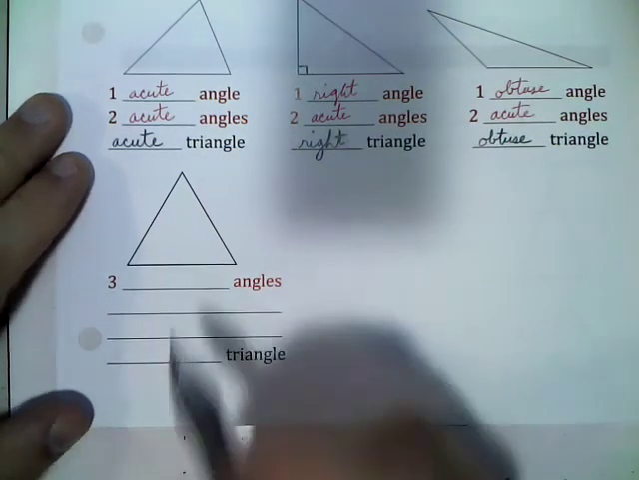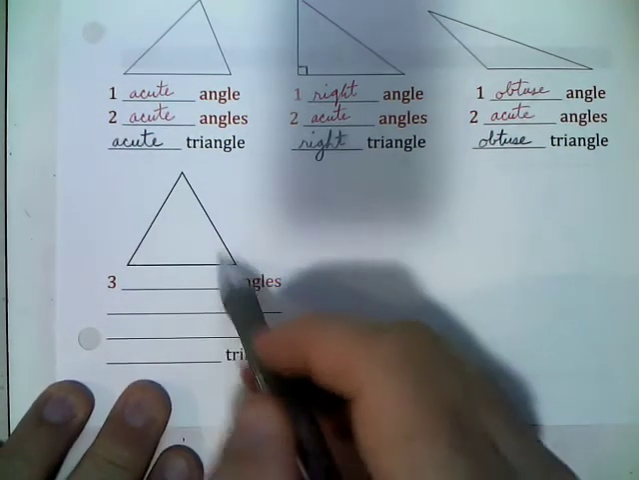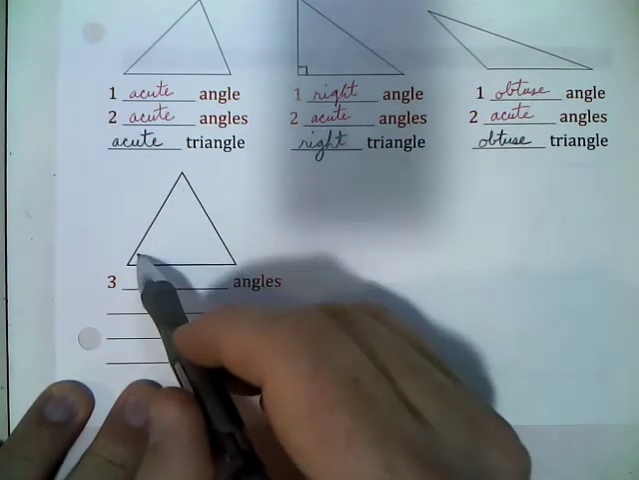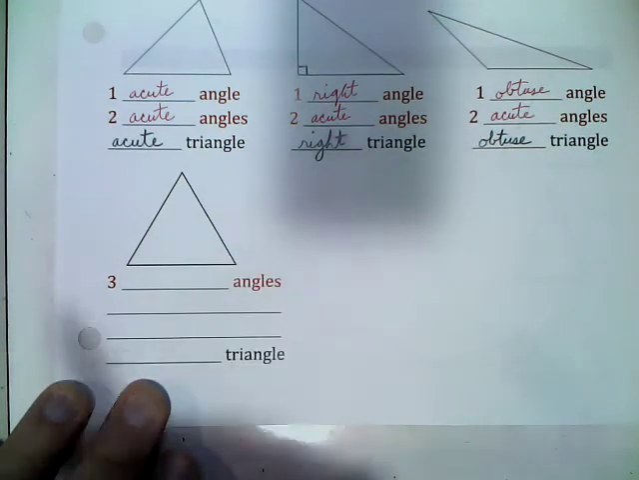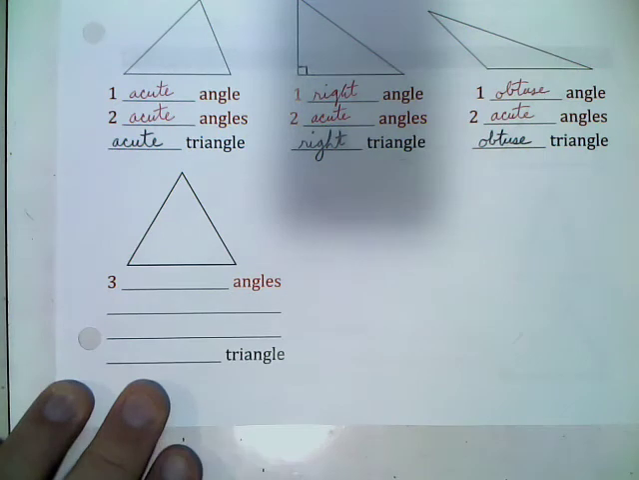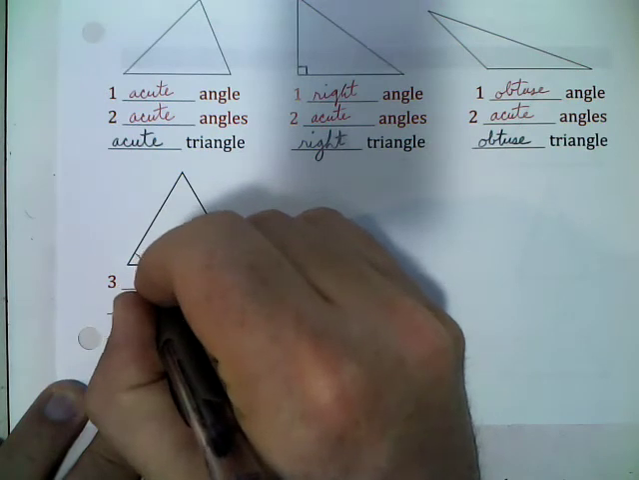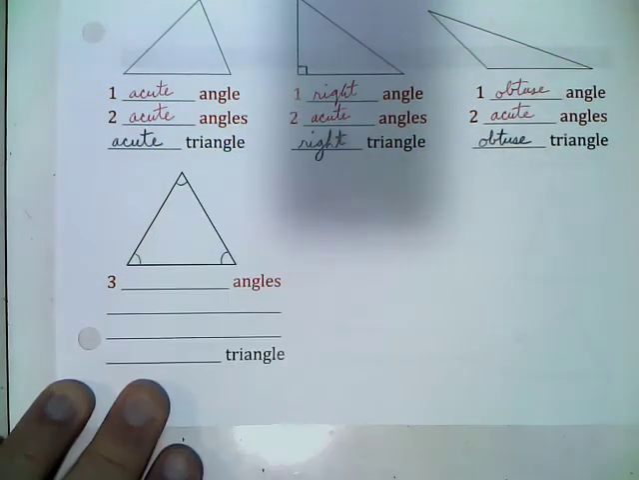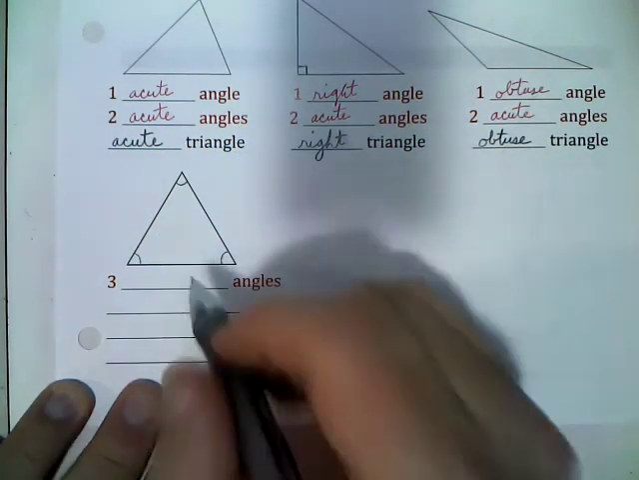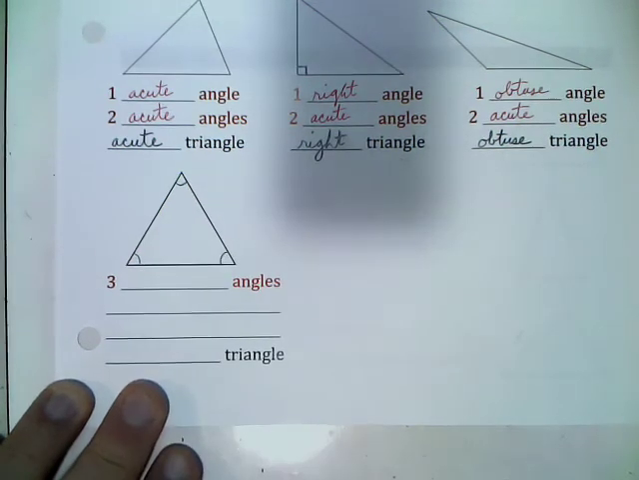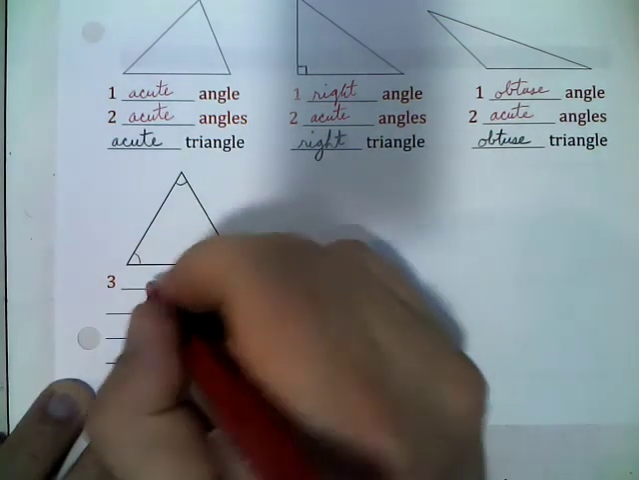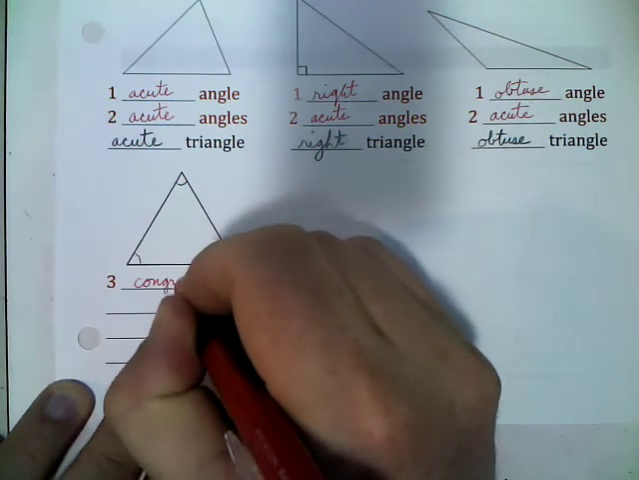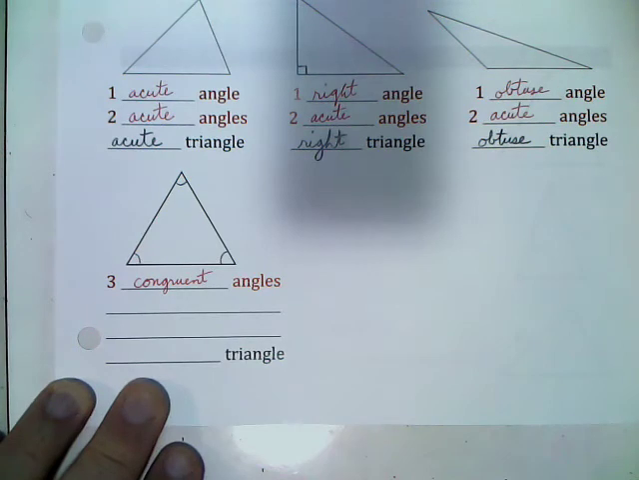Now if we come down to this example here, this triangle right here, this is an acute angle, there's another acute, there's another acute. So technically this is an acute triangle. But this is not just any acute triangle. This one's actually special. Because if you take a look, this angle is the same measure as that angle and is the same measure as that angle. And we use arcs to mark that those are the same measure, or we use the word congruent. This has 3 congruent angles.